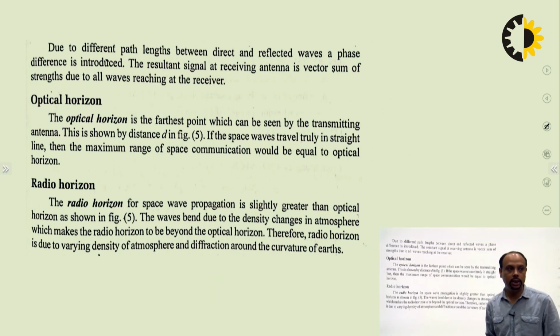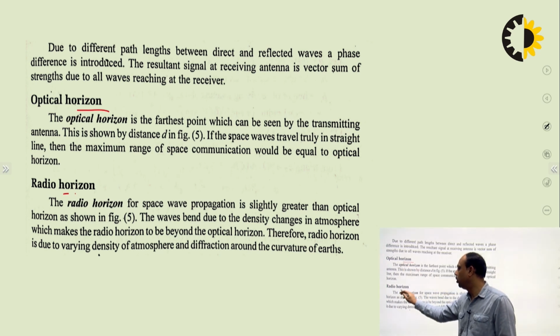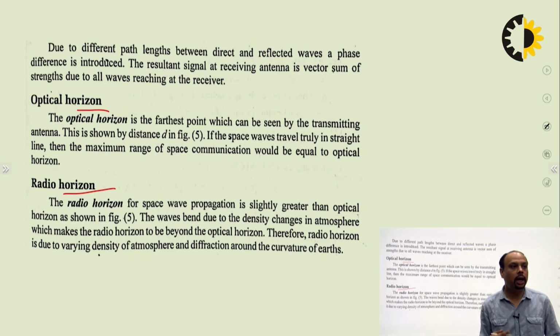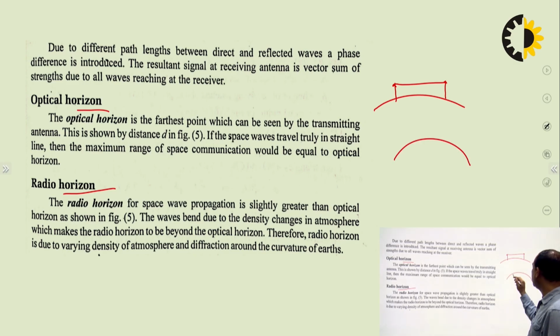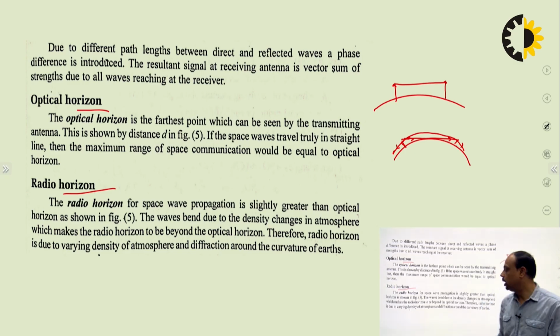There are two types of horizon: optical horizon and radio horizon. The radio horizon is generally larger than the optical horizon. In the case of the optical horizon, the transmitting and receiving antenna must be in line of sight. If the earth is curved and your receiving antenna is over here, then the line of sight is like this. So this is the line of sight, or optical horizon, and between there and there we can transmit the signal. In the case of the radio horizon, the signal gets reflected like this, so the radio horizon is a little larger compared to the optical horizon.